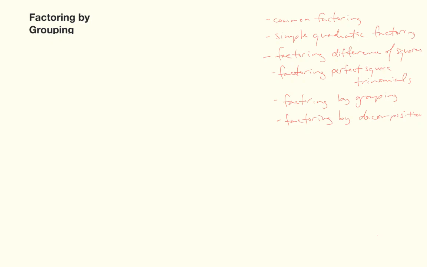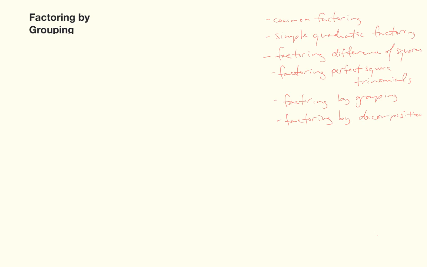Hi everybody, today's video is about factoring by grouping. Now, covered so far in this unit is of course a review of common factoring. We went into how to do simple quadratic factoring. The last couple of videos were then about factoring difference of squares and factoring perfect square trinomials, and again, each one of these is a pattern and it's recognizable and you can know which kind of factoring to do.